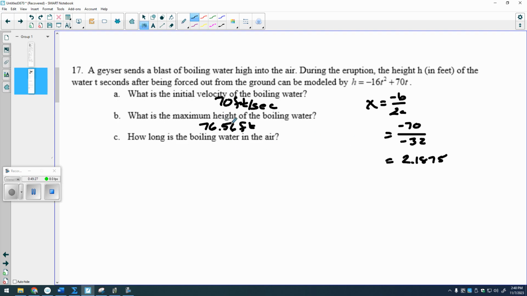Vertex is where my max height occurs. To find the vertex in standard form, I do negative b over 2a to find the x-coordinate, and plug it back in to find the y-coordinate.